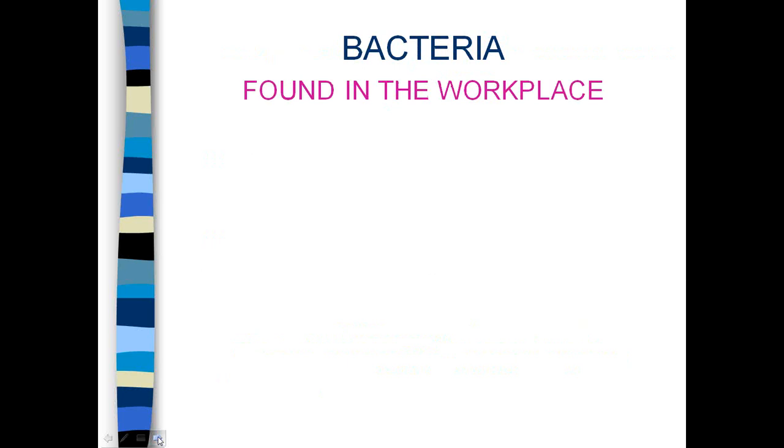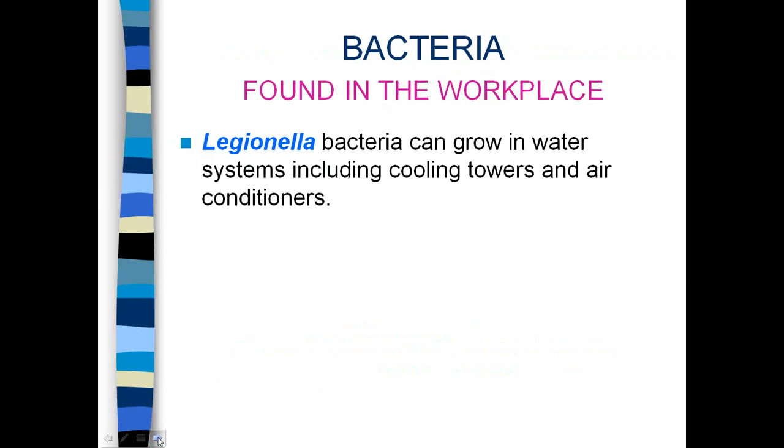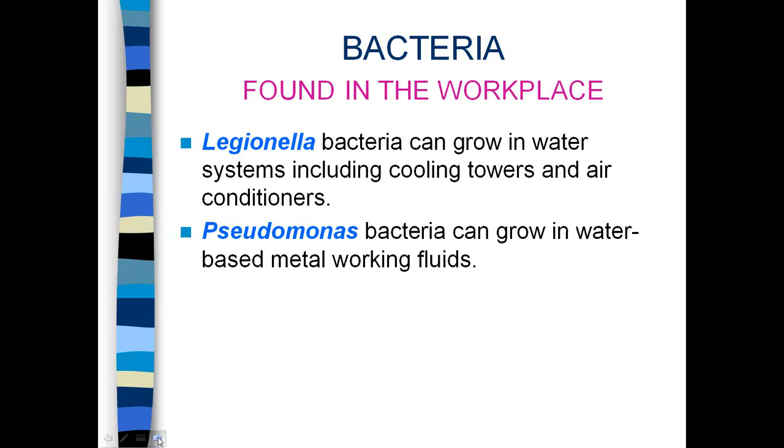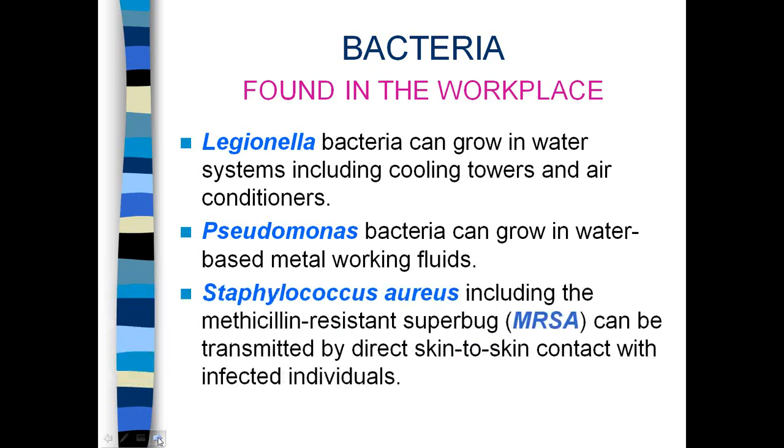So let's look at what bacteria industrial hygienists may possibly encounter in the workplace. First, Legionella, a bacteria that can grow in water systems, including cooling towers. Pseudomonas, a bacteria associated with metalworking fluids. And finally, Staph aureus, including the methicillin-resistant superbug MRSA. Workers can get the infection from another source, like a hospital procedure, and then spread it through skin-to-skin contact in the workplace.